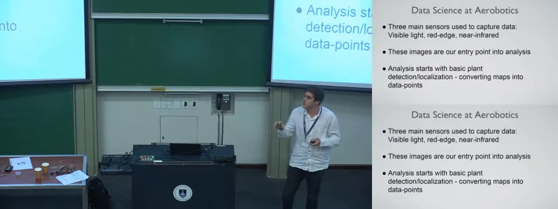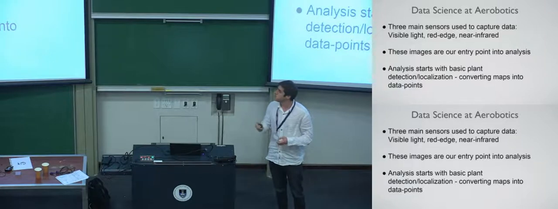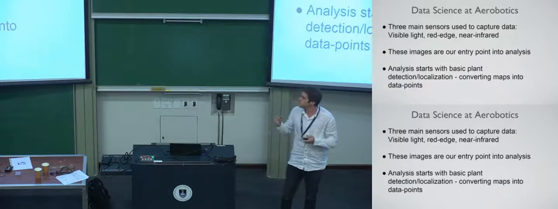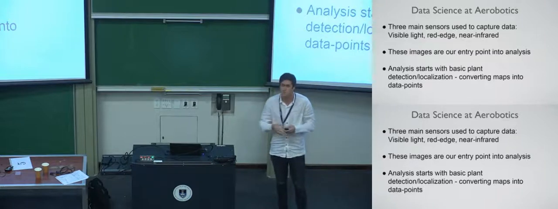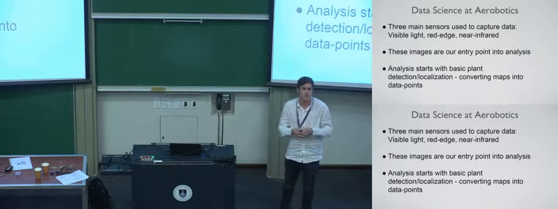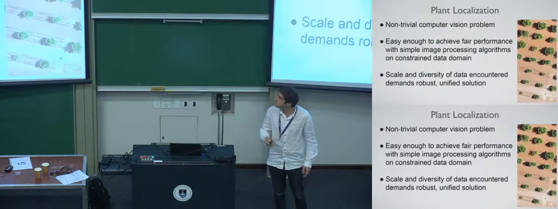So there's the visible light camera, there's red edge and near infrared to pick up properties of the crop that you can't see visibly. These images are fed into the system, and essentially the main function that we're working on is plant detection or localization, which essentially takes these images and converts it into data points, which we can start building our predictive analyses on.